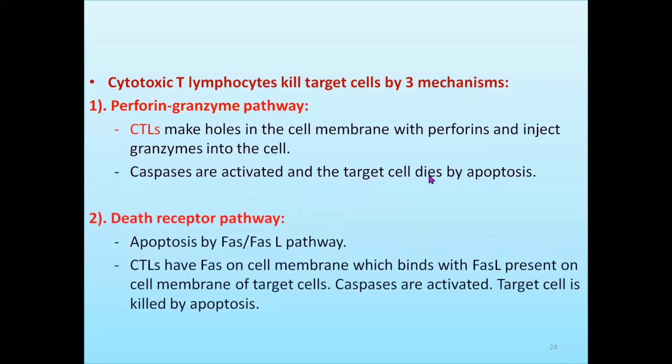Death receptor pathway, the second mechanism by which cytotoxic T lymphocytes kill target cells. Apoptosis occurs by FAS ligand pathway. Cytotoxic T lymphocytes have FAS on cell membrane, which binds with FAS ligand present on cell membrane of target cells. Caspases are activated and target cell is killed by apoptosis.